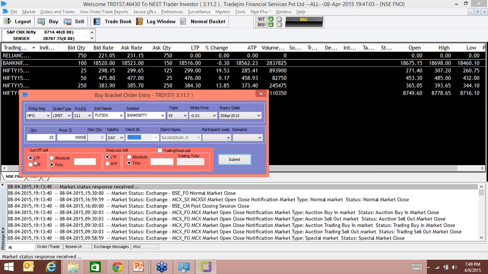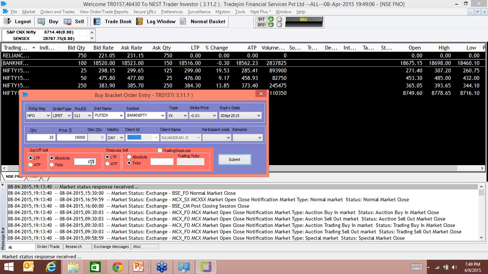Now I have to put a selling order to book profit. LTP is last traded price, ATP is average traded price. So it can be calculated from the ATP or from the LTP. Better is from LTP, because as traders we follow LTP only. Now first I am talking about absolute. Absolute means how many points. Suppose over here I am entering 100 points. So it will take a profit of 100 points. So at 19,100, after taking 100 points profit, it will execute or trigger the sell.